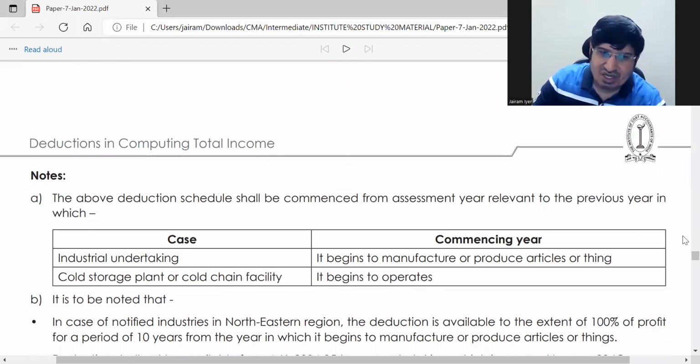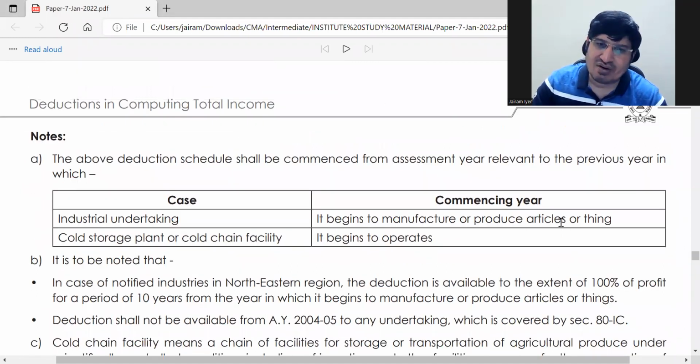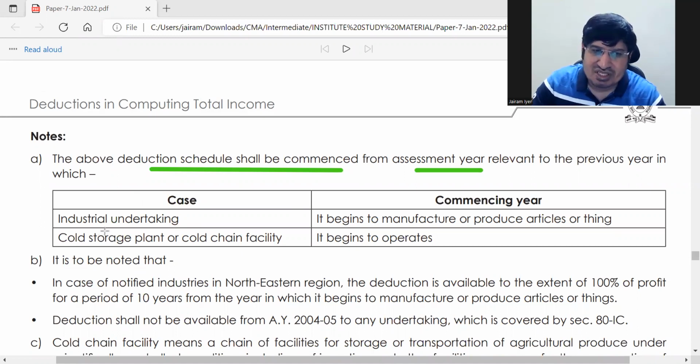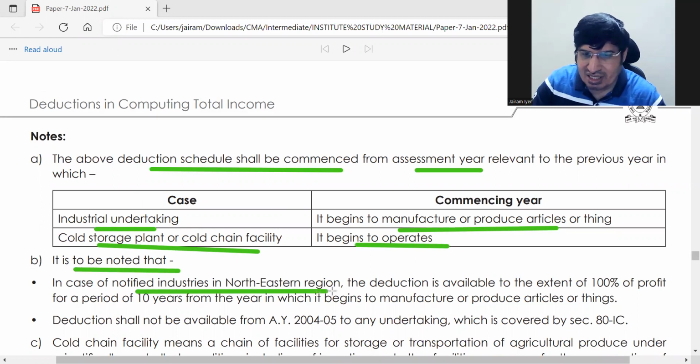ठीक है, चलो. Then so whenever work begins, from then you will start getting deduction. ठीक है, deduction shall be commenced from the assessment year. ठीक है, so from the assessment year relevant to the previous year. Okay, in which for industrial undertaking it begins to manufacture, cold storage begins its operation. Okay, so when जब काम करना start हो जाता है, when it starts working, from that year you will start getting the deduction. Okay, and there's one more different point for notified industries in northeast.